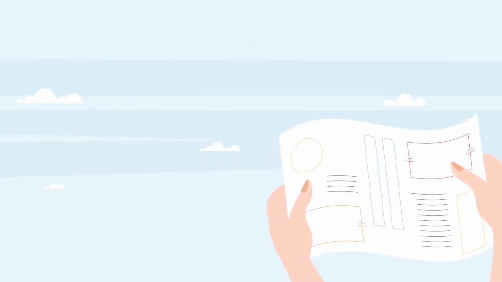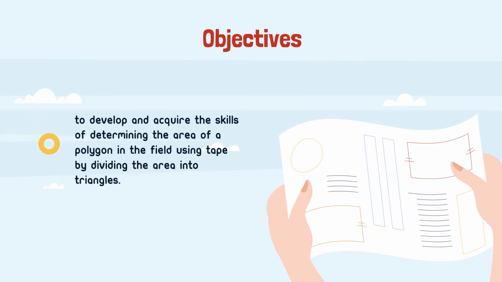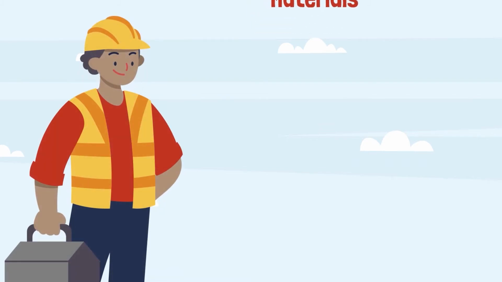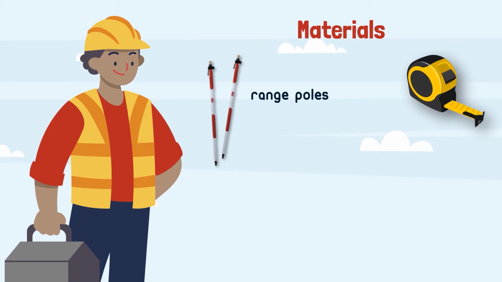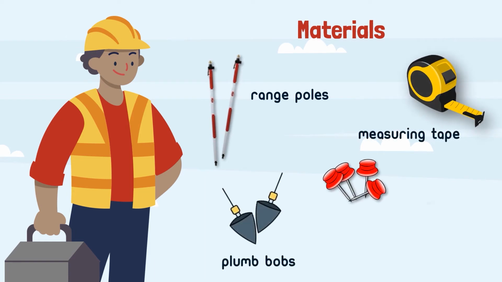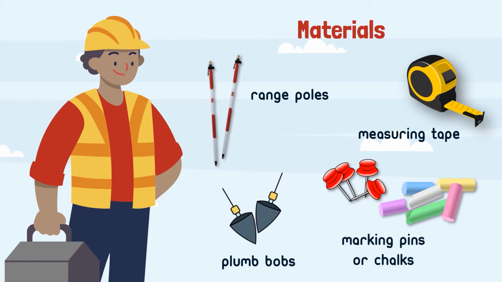The objective of this fieldwork is to develop and acquire the skills of determining the area of a polygon in the field using tape by dividing the area into triangles. The materials needed for this fieldwork to be accomplished are 2 pieces of range poles, 1 piece of measuring tape, plumb bobs, marking pins or chalks.